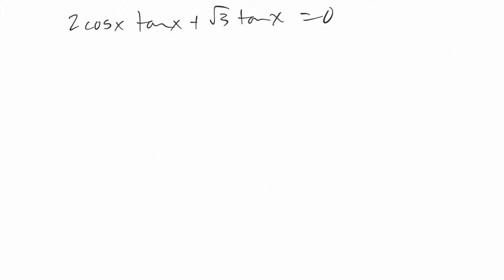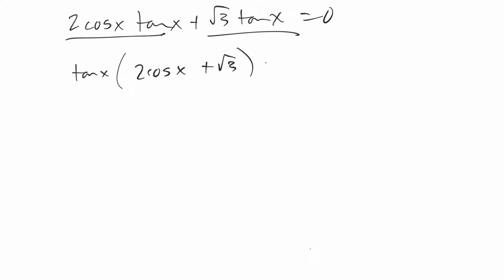Next question, solving a trig equation. So in this one, I've got 2 terms, and what's common to each is a tan. So I can factor a tan x out, left with that. If it's equal to 0, then either tan x equals 0 or 2 cos x plus root 3 equals 0. So for the first one, when's tan 0?